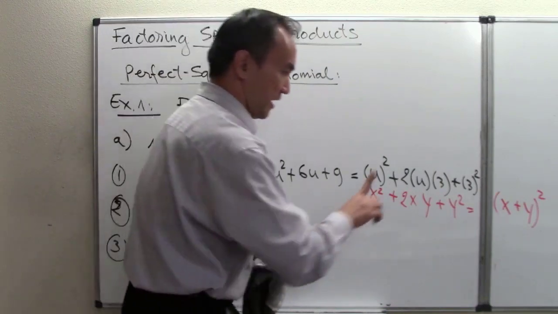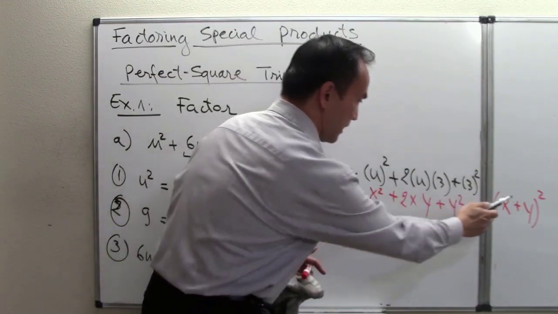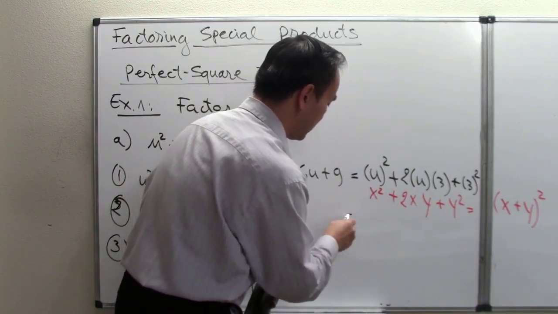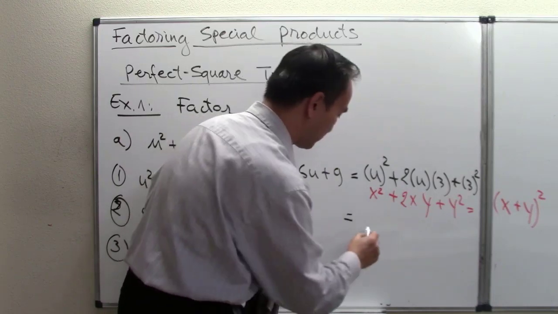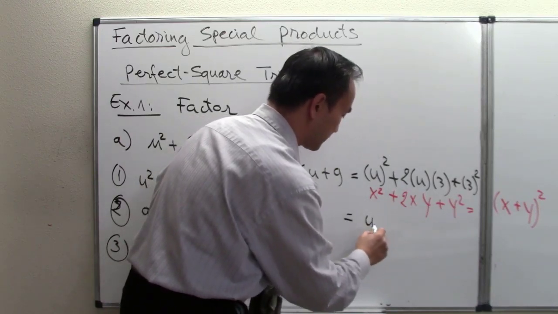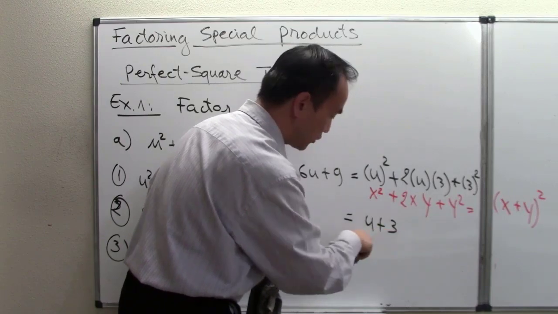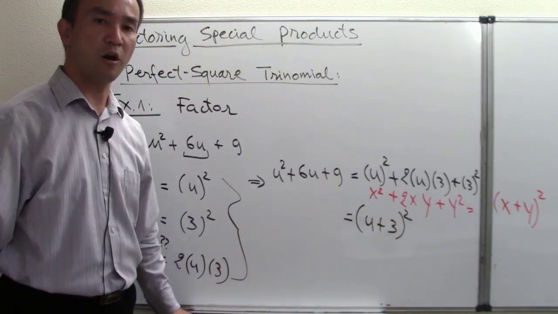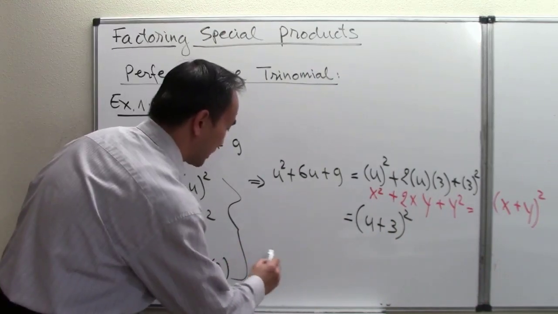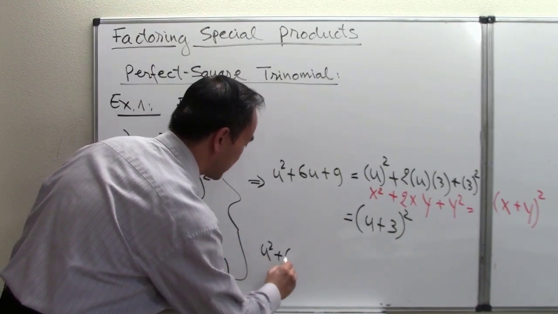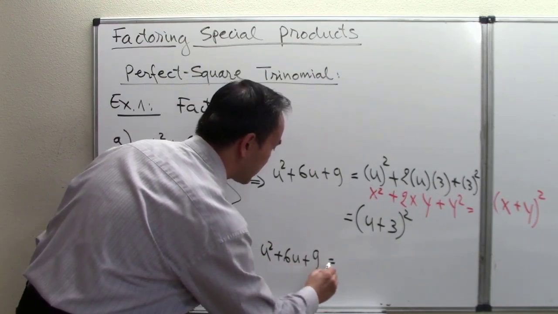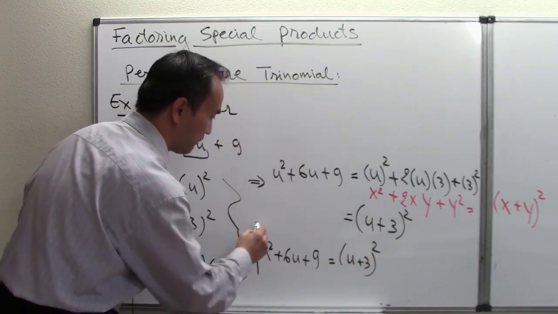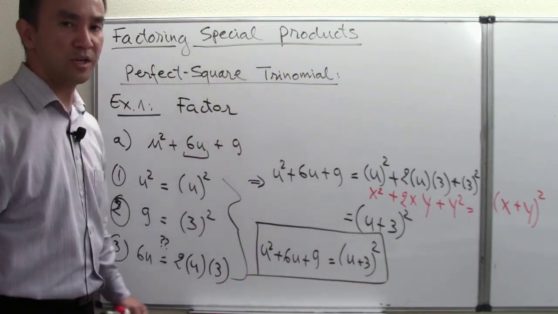So in that way, now it gives us a perfect drive right here. X is u, so now my trinomial becomes in factored form: u for x plus 3 for y, so u plus 3, and then all of that squared. So u plus 3 all squared. And so now the final conclusion here: u squared plus 6u plus 9 indeed turns out to be u plus 3 all squared. So we have just now factored our perfect square trinomial.